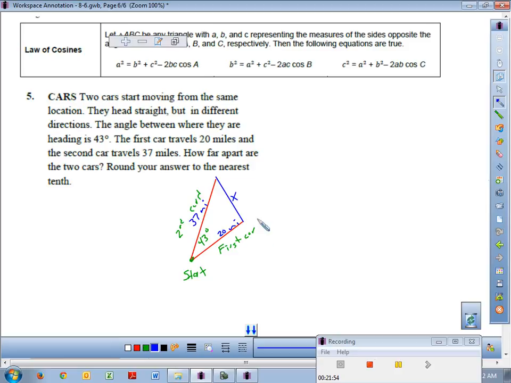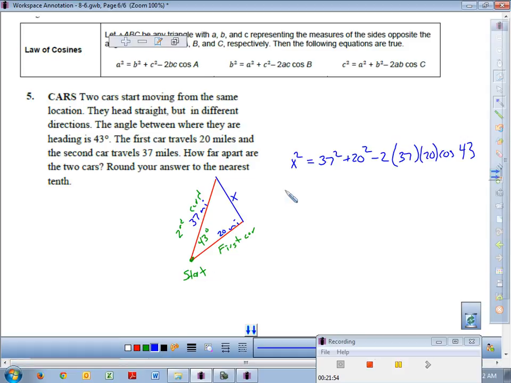And this is a law of cosines because I have more than one side. So I will set it up as x squared equals 37 squared plus 20 squared minus 2 times 37 times 20 cosine of 43. And then do a little cleanup. Punch in 37 squared plus 20 squared, and I get 1769. 2 times 37 times 20, 1480, and it was negative right there, times the cosine of 43. And then I'll punch that in.